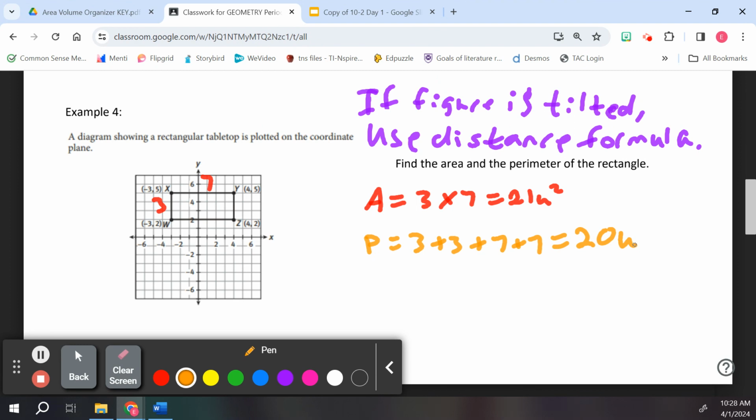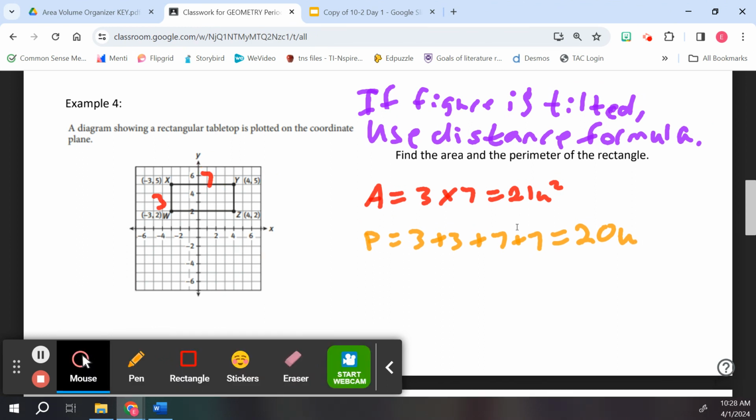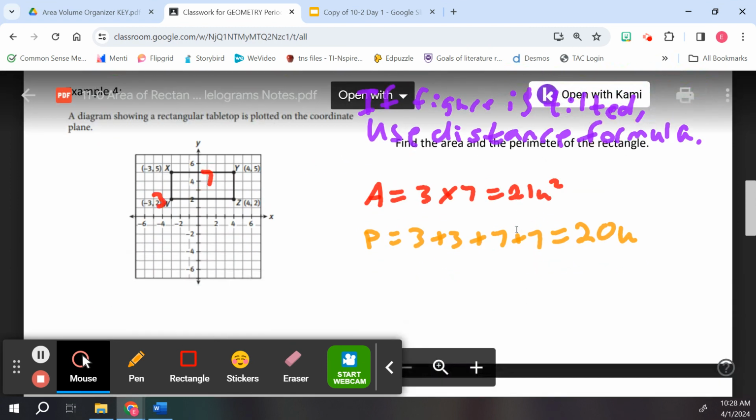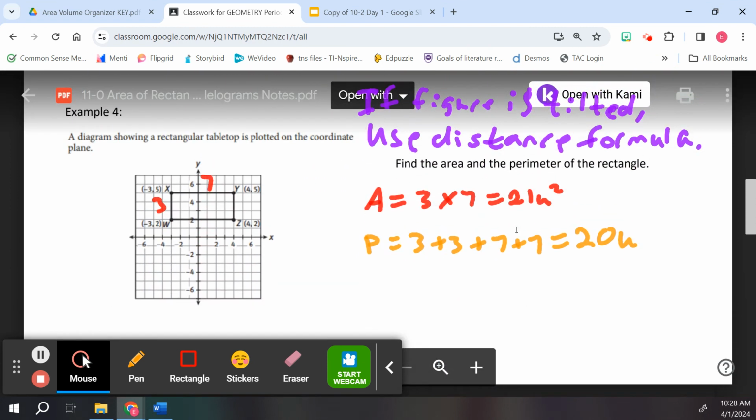Questions? All right, so that takes care of rectangles. Anybody still writing before I erase? Because it's dragging.